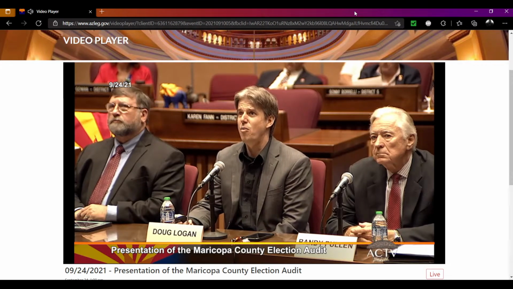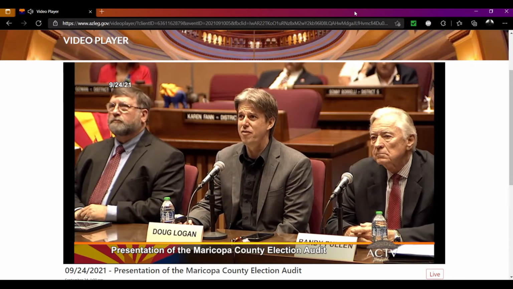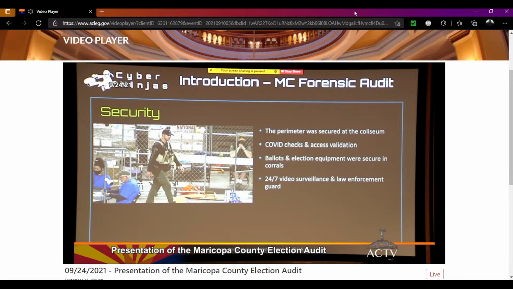In fact, we had 24/7 video surveillance on everything at all times. In addition, you'll see this lovely police officer. They were there 24/7 as well, and they were always within sight of the ballot corrals or where we had the election equipment stored. We had police officers at both locations, always making sure that the ballots and the equipment were 100% secure, and that nothing could happen to them.